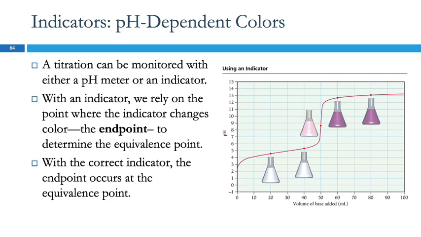So the indicator will change color in a range of pH, right? You can't use the same indicator for everything. If the pH at the equivalence point is down here, that's not going to work for you, because you're going to go past the equivalence point before you get to the pH where phenolphthalein changes color.